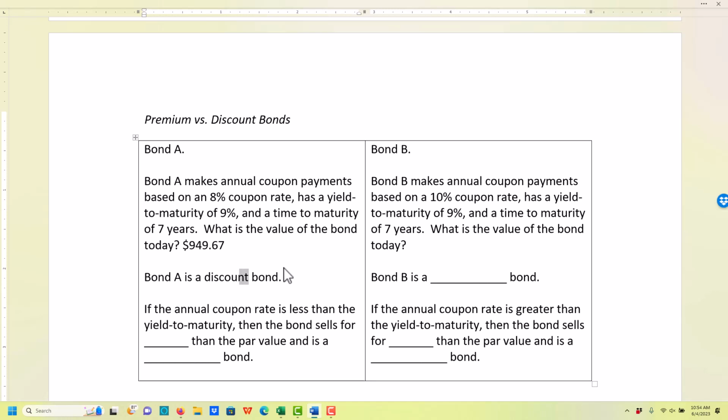It's a discount bond, meaning that it sells for less than the par value. If the annual coupon rate is less than the yield to maturity, then the bond sells for less than the par value and is a discount bond.